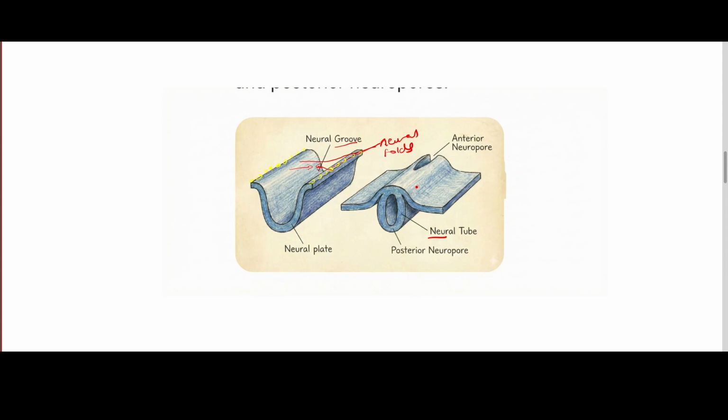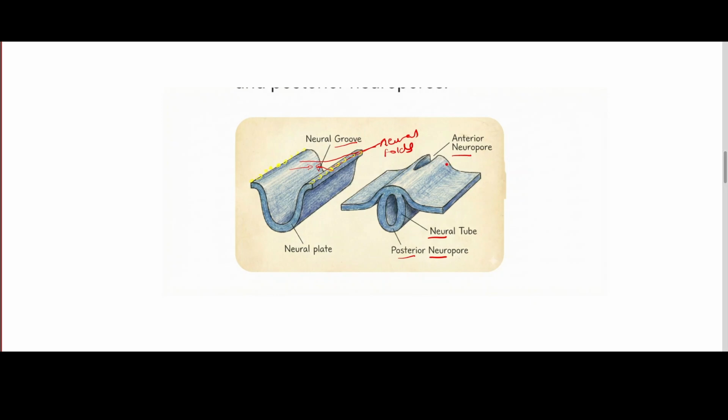After the neural tube forms, its ends remain temporarily open. So these are the ends. The openings at the ends are called the neuropores. This is the posterior part of the structure, so here we have the posterior neuropore. This is the anterior part, and so we have the anterior neuropore.